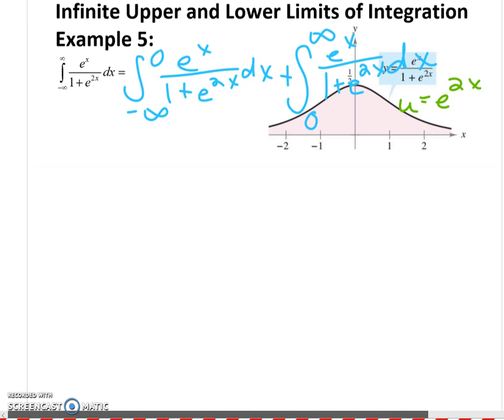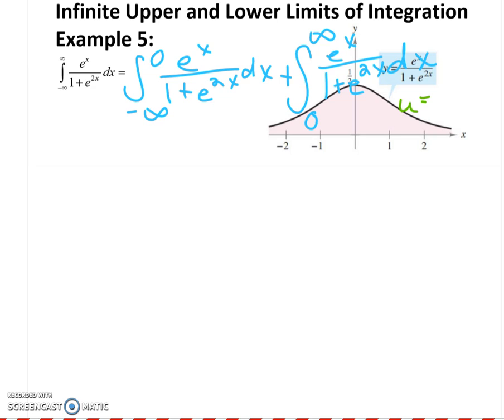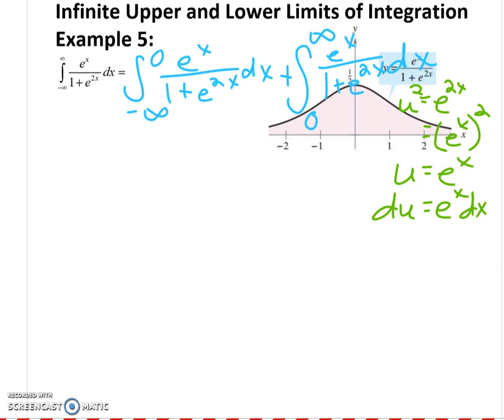Scratch that. That's what u squared is. So u squared would be e to the 2x or e to the x quantity squared, which means that u would be e to the x, which means that du is going to be e to the x dx. So this, and this applies to both my integrals, this is my du, and this is u squared.